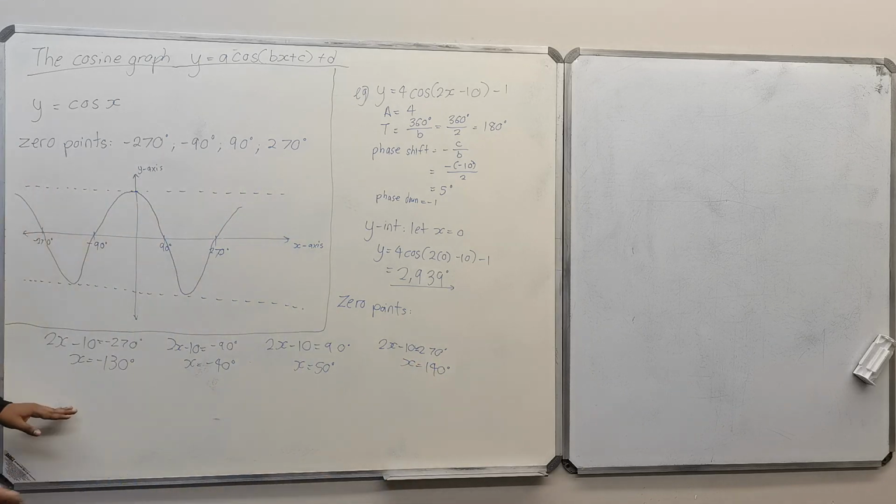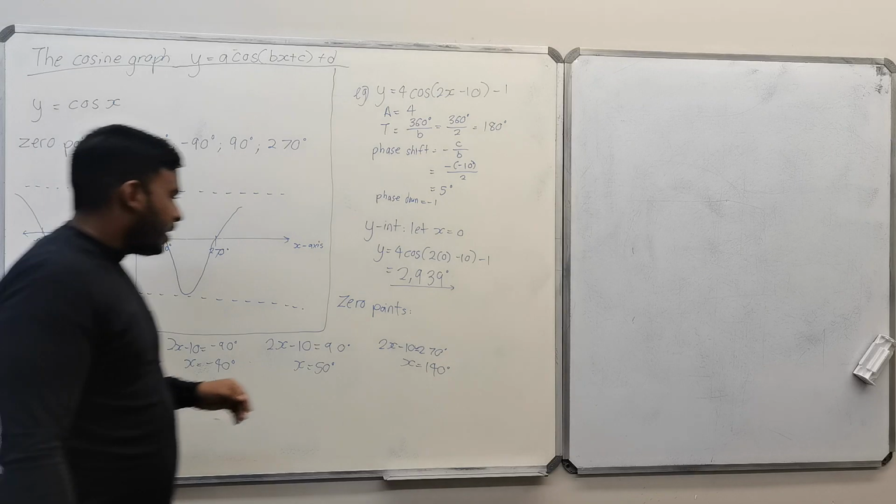So these are the 0 points, right? That's where, when you're drawing the graph, it's going to cut the x-axis at 0. So these values on the x-axis will now be these values. And remember, because the period is now smaller, that's why these values are so much smaller than what these values were. Okay?